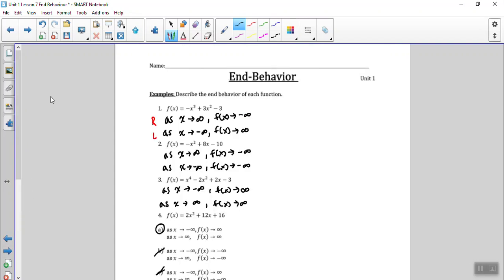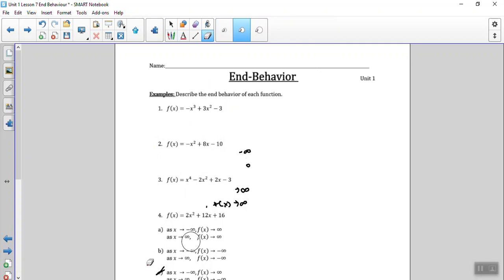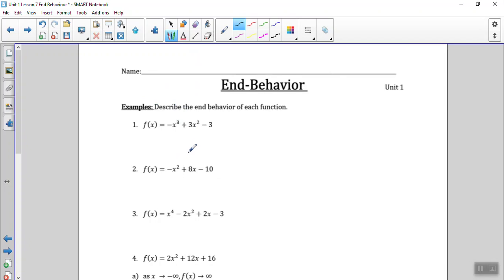All right, let's look at some examples that we have. Oops, sorry. This is a lesson that I already did. Okay. So describe the end behavior of a function.